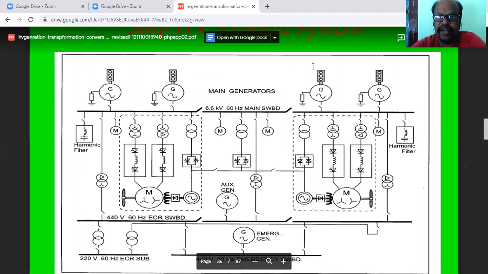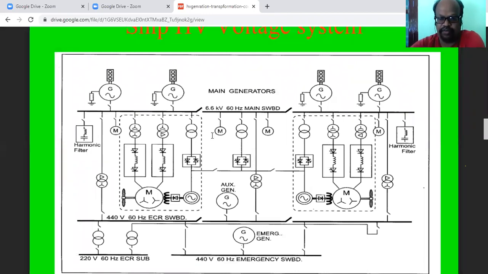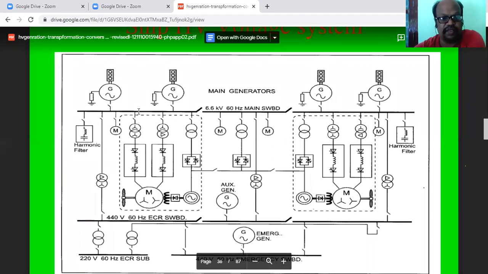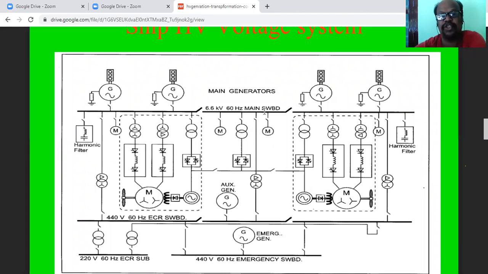The very idea behind this concept is, if any one generator fails, with the help of the other generators, the propulsion should not be stopped. At any cost, the propulsion should not be stopped. That is the very purpose of using these generators. All these generators are connected to a main switchboard. You can see that SWBD, that is nothing but switchboard.